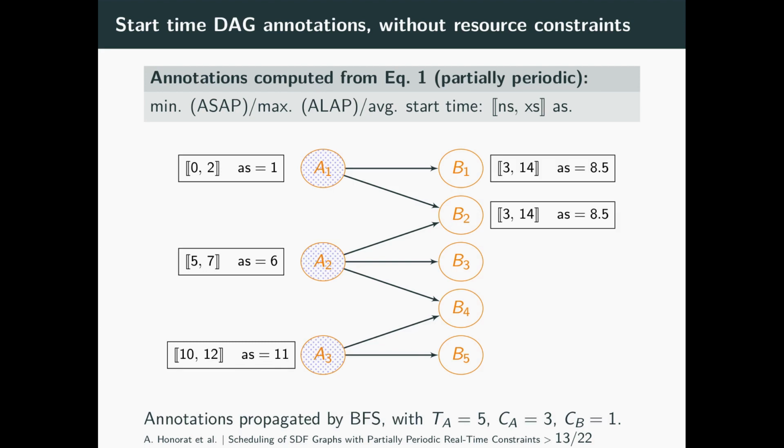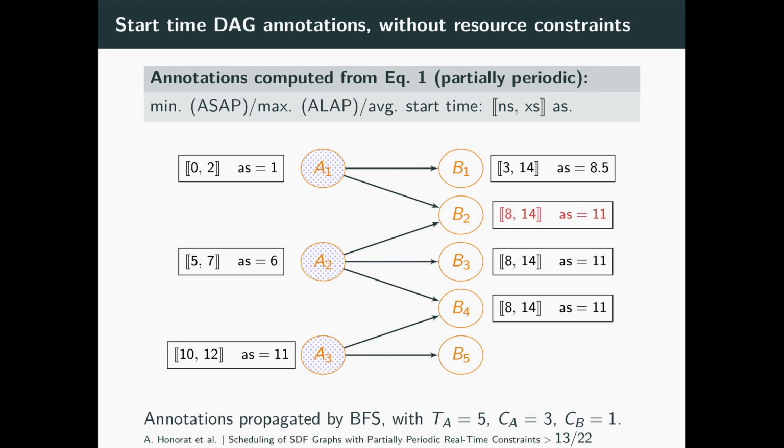From the first periodic firing A1, we know the start time interval of its two outgoing dependencies, B1 and B2. Now we do the same for A2, and the start time interval of B2 is updated since A2 will force B2 to start later. And the same for A3 and B4. Now we can perform a second traversal in the other direction, and the start time of aperiodic firings may shrink the start time of periodic nodes, like for A3. Indeed, if B4 and B5 start as late as possible at time 14, A3 must end before 14, so A3 must start at maximum at 11 time units.